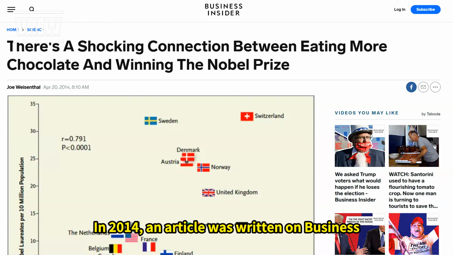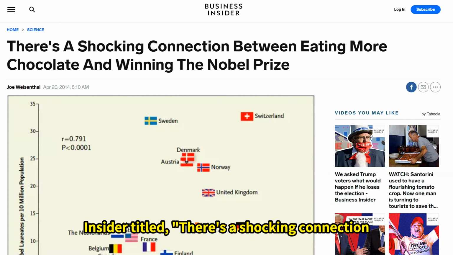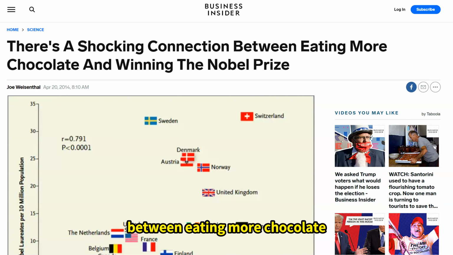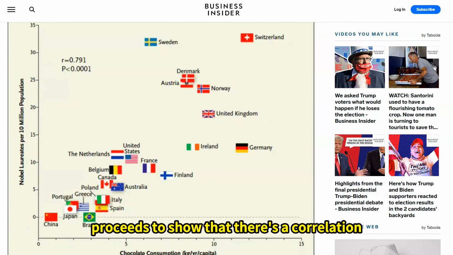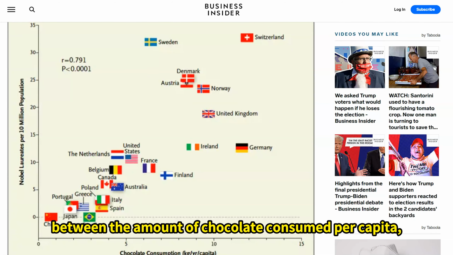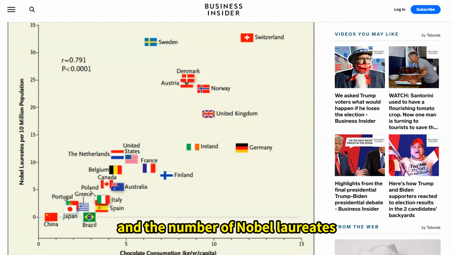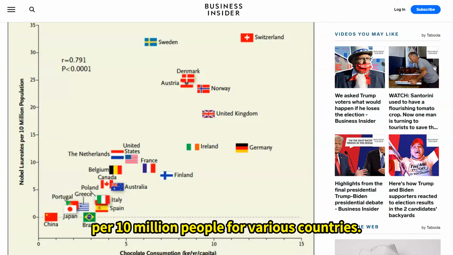In 2014, an article was written on Business Insider titled, "There's a Shocking Connection Between Eating More Chocolate and Winning the Nobel Prize." The article proceeds to show that there's a correlation between the amount of chocolate consumed per capita and the number of Nobel laureates per 10 million people for various countries.